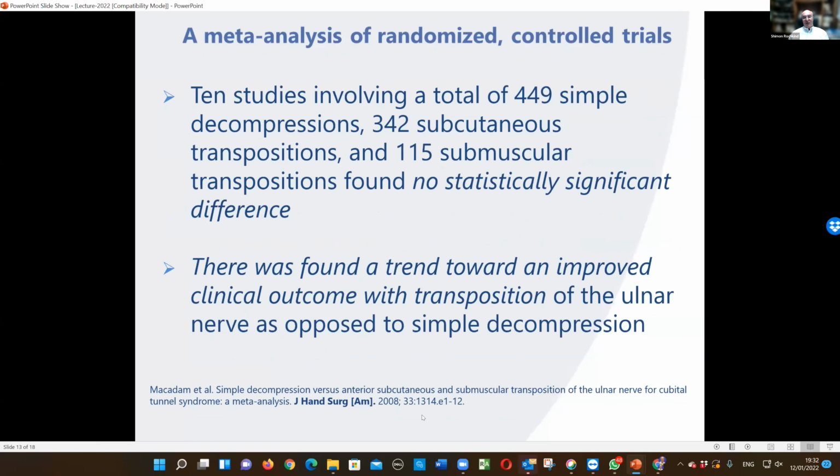Another study, a very famous study from 2008, investigated 490 cases for simple decompression and similar numbers for anterior transposition, and also found no statistically significant difference in surgical approaches between both studies. But a trend toward improved clinical outcome was found with transposition of the ulnar nerve as opposed to simple decompression.